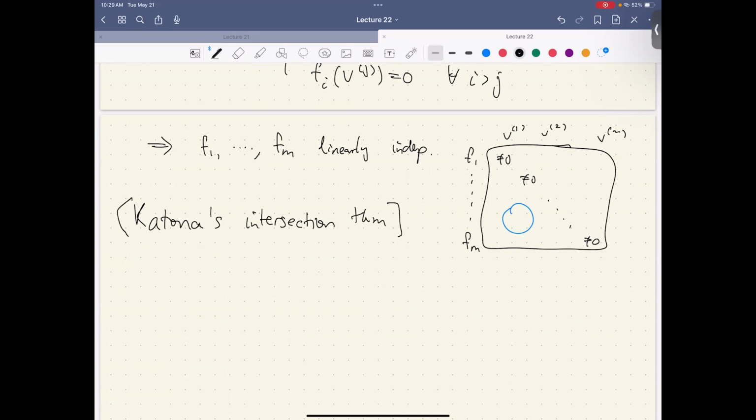Basically, it's like a mix of Kruskal-Katona and Erdős-Ko-Rado, because we try to minimize the shadow, but we also require the family to be an intersecting family.